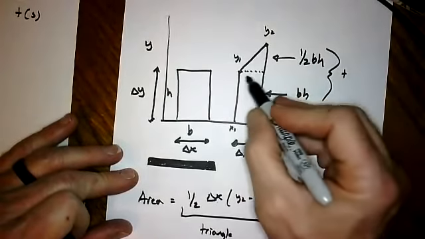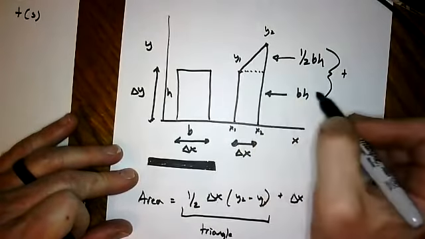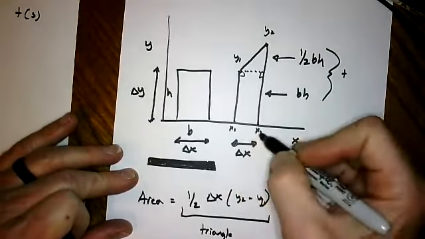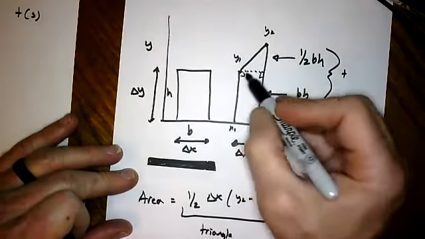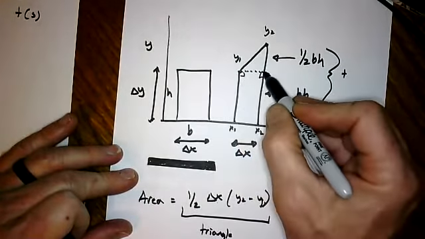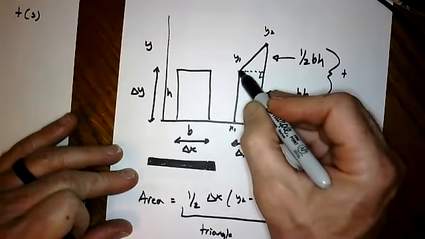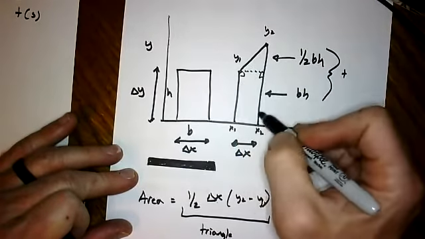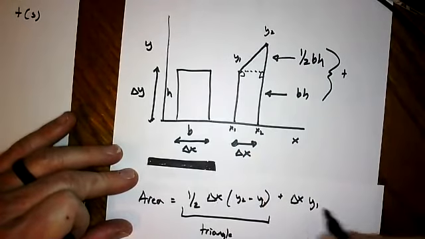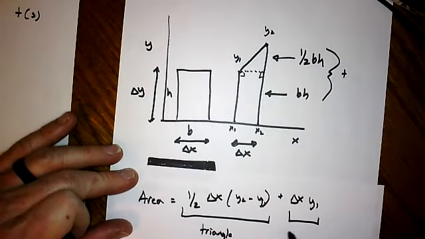Now, in this case, because it's a rectangle and this is going to be 90 degrees, I can use either x1 or y1, or I can calculate this height here, but I already have the height here. This height is the same as that height. So I'm going to put y1 right here. And this is the rectangle.